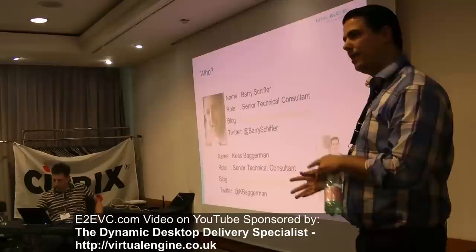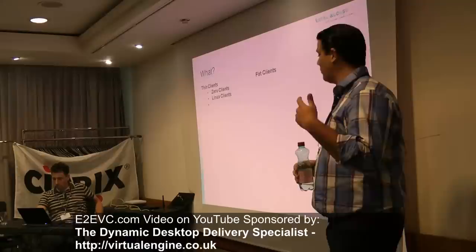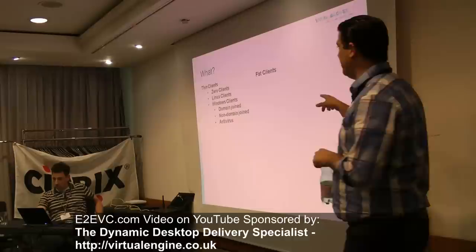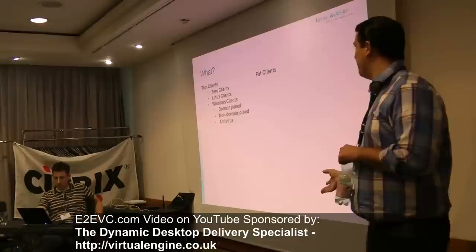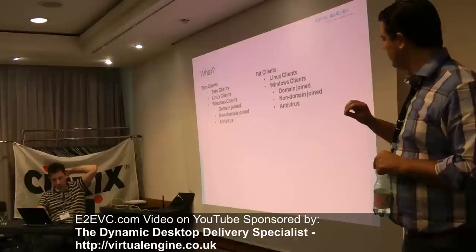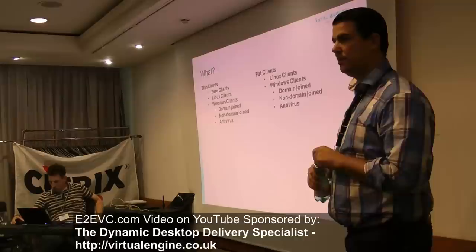So, we look at thin clients. We've got different types of thin clients. We've got zero clients. We've got Linux clients. We've got Windows clients. And on the Windows clients, we've got different choices. Are we doing domain join or non-domain join? And what are we doing with antivirus? How should we manage them? Looking at fat clients, you've got Linux clients again, Windows clients, and a lot of choices again. So all these things make it manageable or non-manageable, and it will have effect on costs, in either way, in licensing, in manageability, in scalability, whatever.